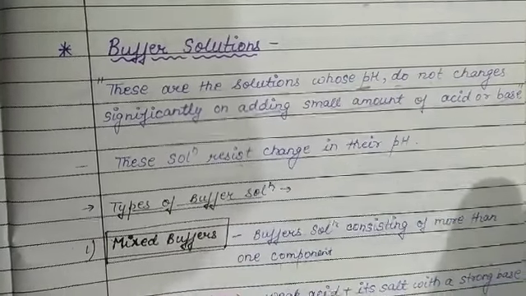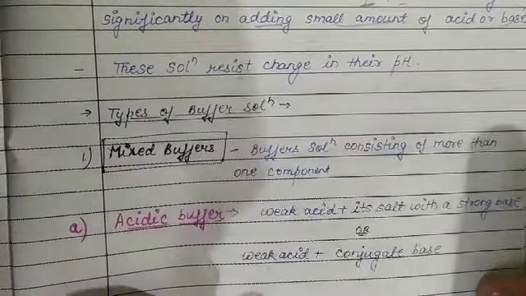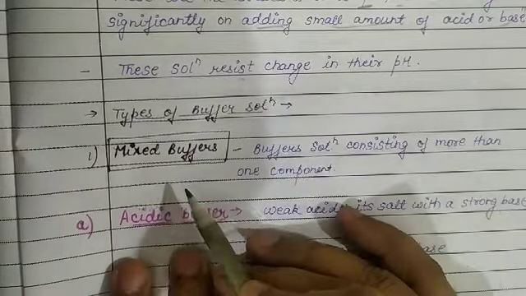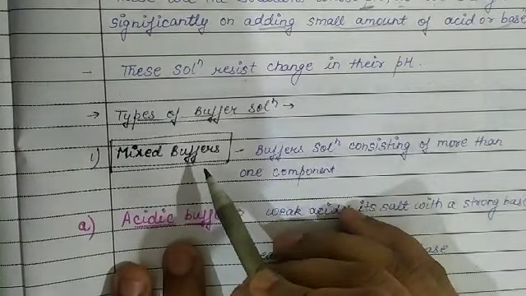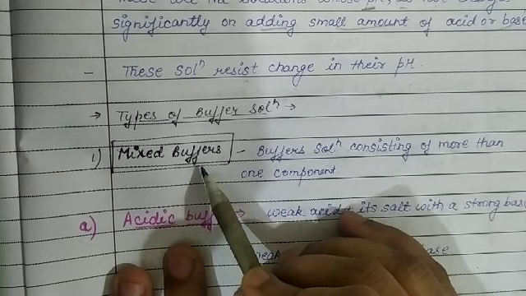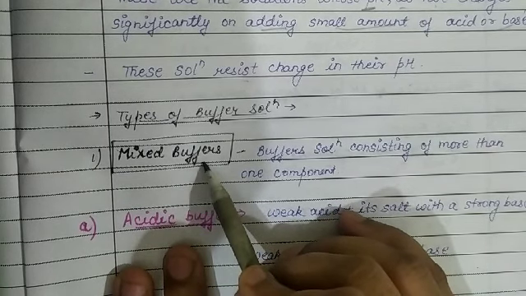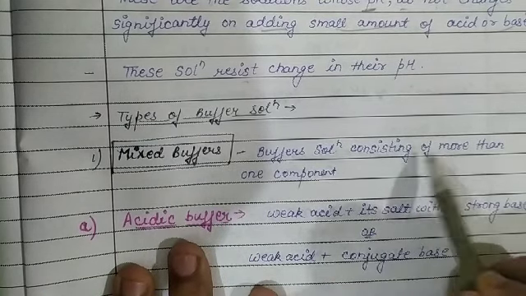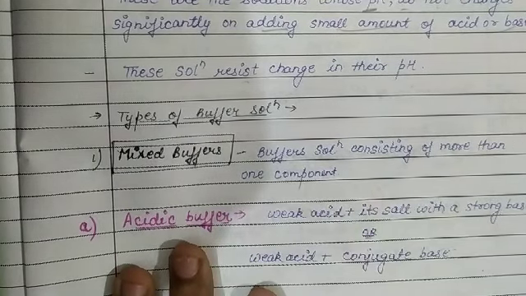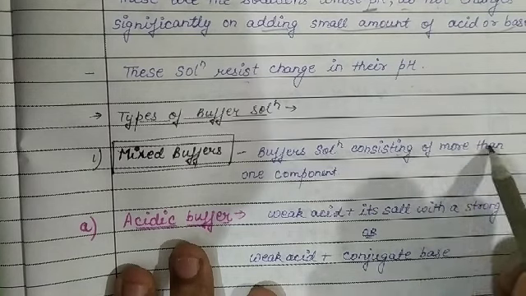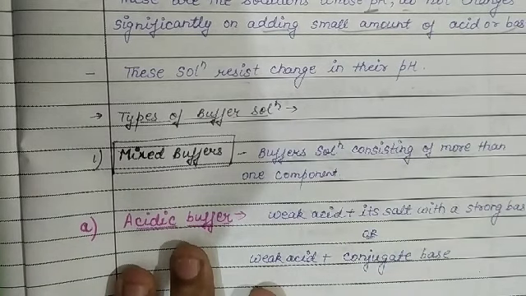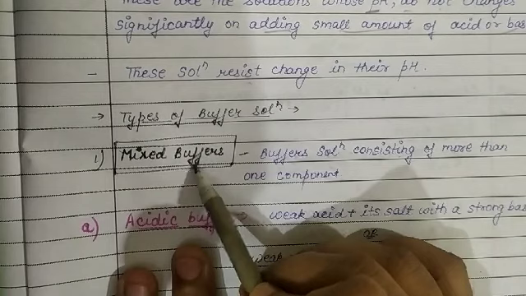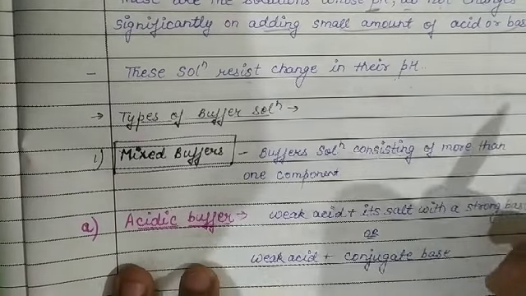Now we will see the types of buffer solution. The first type is mixed buffer. A mixed buffer is a buffer solution consisting of more than one component. When a buffer solution consists of more than one component, we call it a mixed buffer. Now, mixed buffer is further divided into acidic buffer.